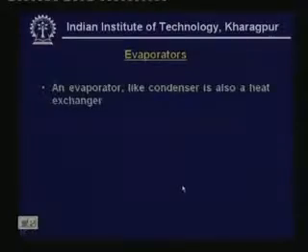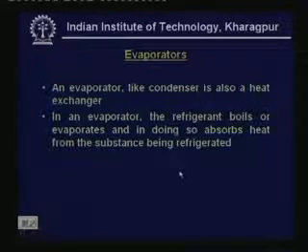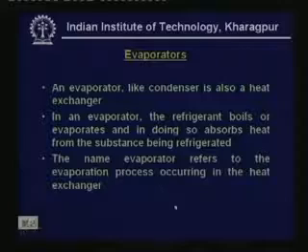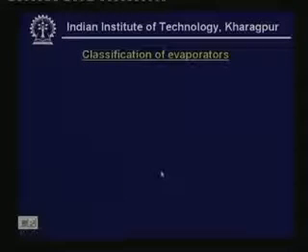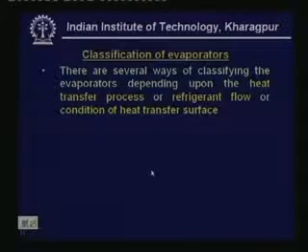Okay. So as you know, evaporator, like condenser, is also a heat exchanger. In an evaporator, the refrigerant boils or evaporates, and in doing so absorbs heat from the substance being refrigerated. The name evaporator refers to the evaporation process occurring in the heat exchanger. Now let us look at the classification of evaporators. In fact, you can classify evaporators in many ways. There are several ways of classifying the evaporators depending upon the heat transfer process, or depending upon the refrigerant flow type, or depending upon the condition of heat transfer surface, etc.